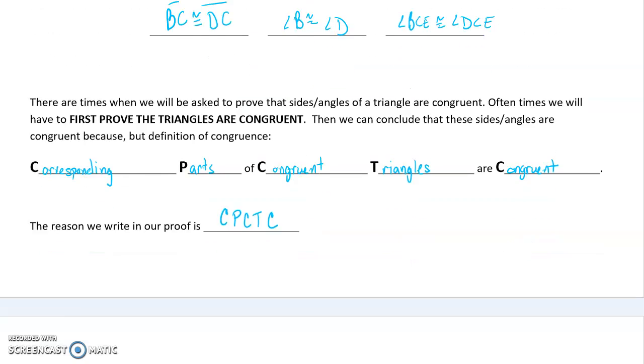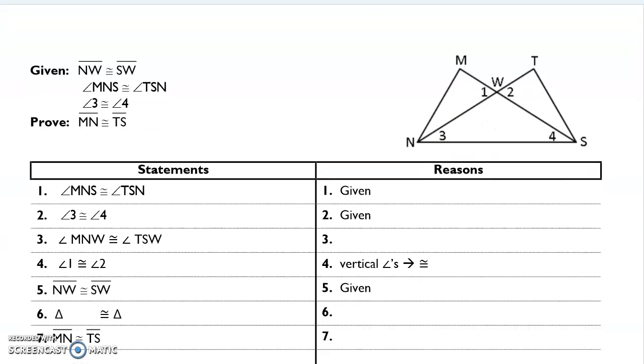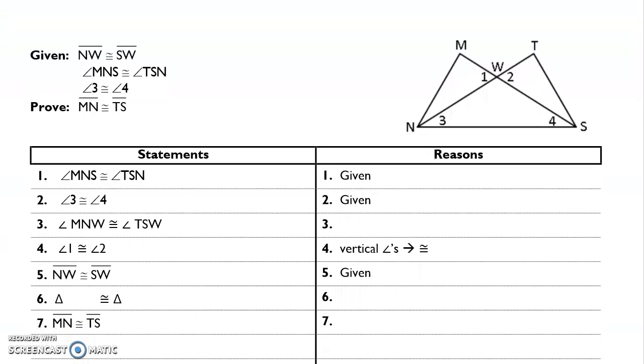All right, so let's see, how do we use this in proofs? Well, the main thing that's going to be different is going to be right here. Our proof statement is no longer going to be that triangles are congruent. In this case, it's segments, but I must prove triangles congruent first. Then I can use CP/CTC to state this.